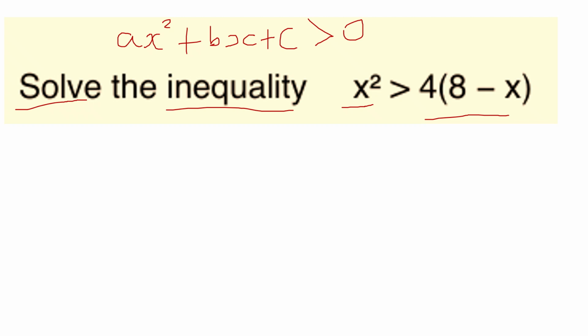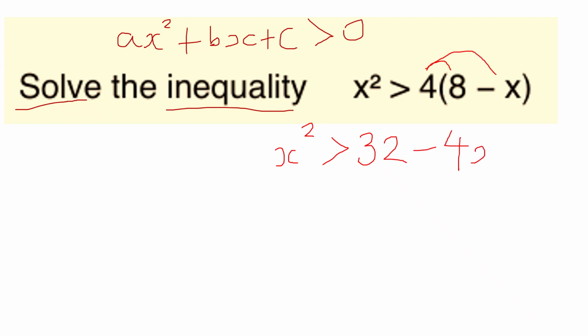So first step is I'm going to expand the brackets on the right hand side to remove the brackets. We're going to do 4 times 8. So copy down the x squared here. So x squared is greater than 4 times 8, which makes 32. Then we have 4 times minus x, which makes minus 4x.